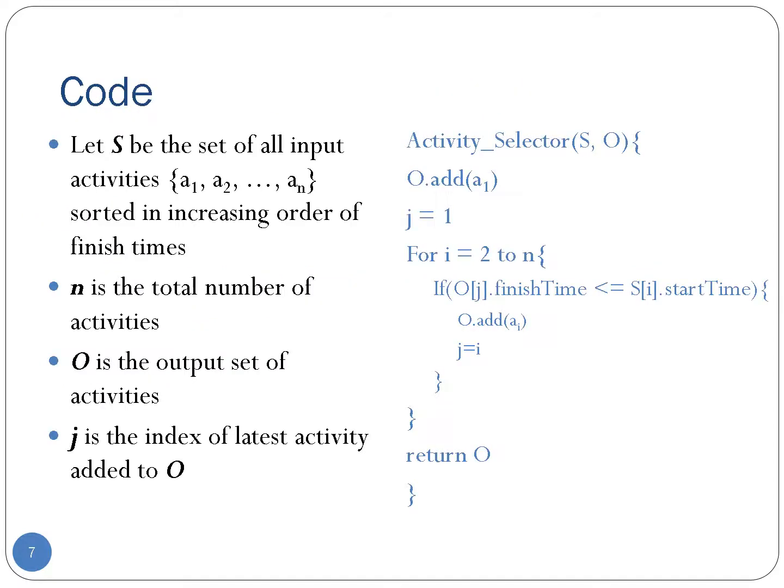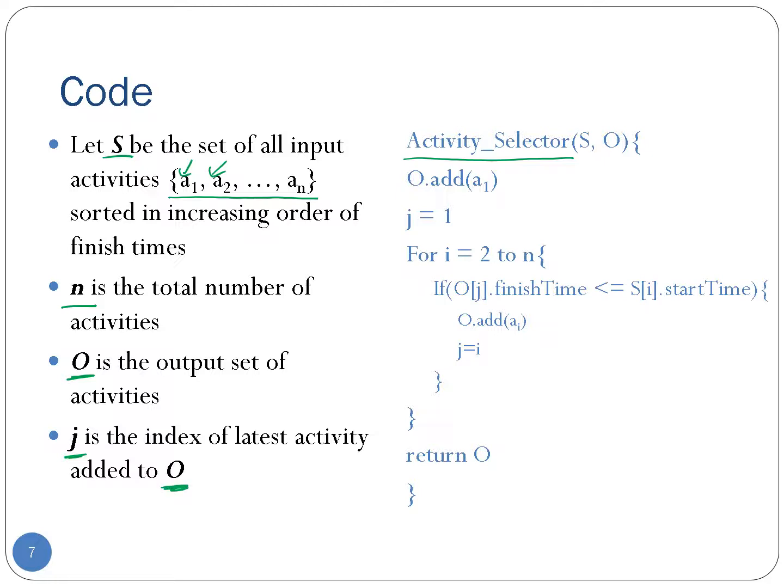Here is an iterative function for solving the activity selection problem. Capital S is the input set of all the activities A1 all the way up to AN. We assume that activities are sorted in increasing order of finish times. So A1 finishes before A2 and so forth up to AN. The total number of activities is N. Capital O is the output set, the desired output set of activities that are all mutually compatible. And J is the index of the latest activity that is added to capital O, the output set. The output set O is initially empty.